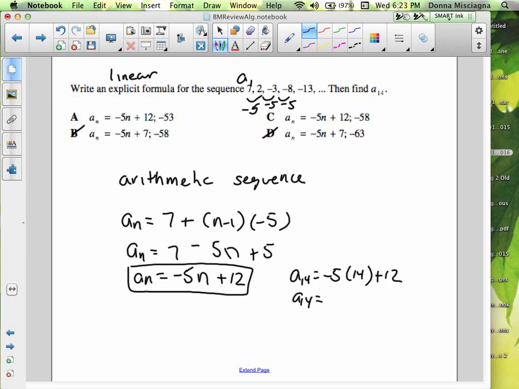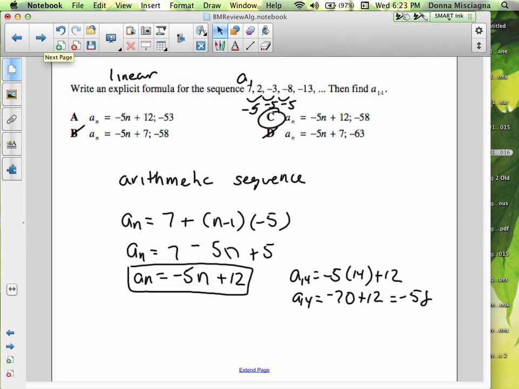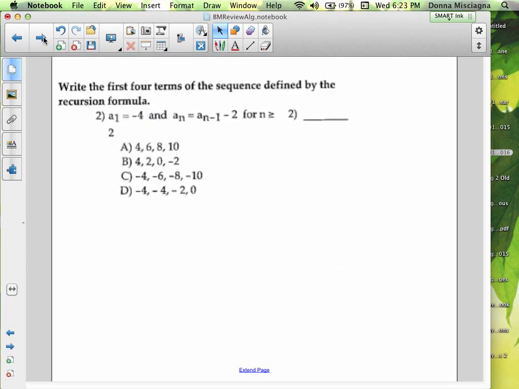That's going to give us negative 70 plus 12, which is negative 58. It's C. That's the correct answer. The other one is, I don't know what they did. They did something wrong. Write the first 4 terms of the sequence defined by the recursion formula.